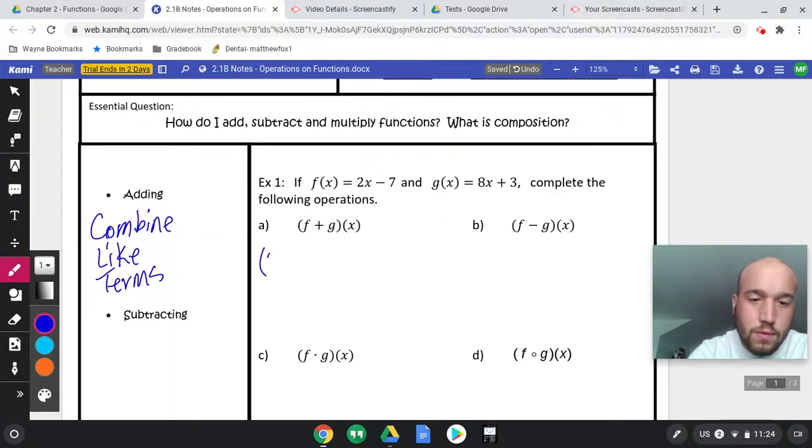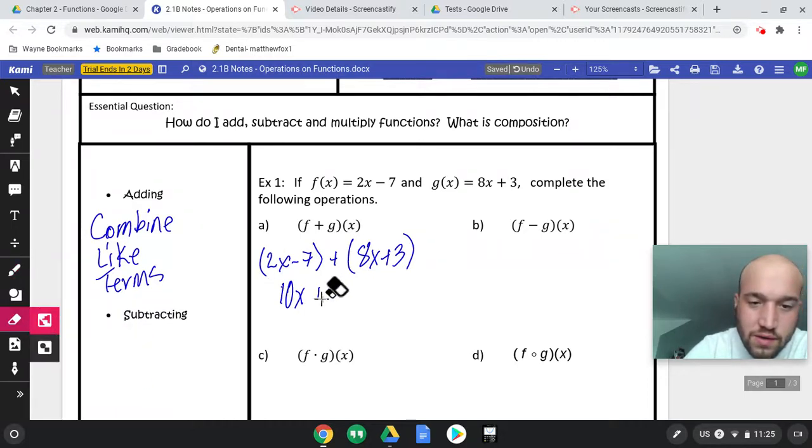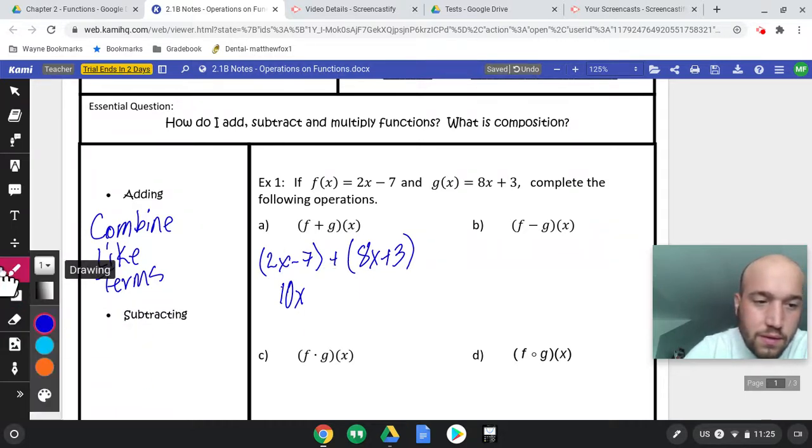So we have our 2x minus 7. Then we're going to add that with whatever g of x is, which in our case here is 8x plus 3. So we can just combine those like terms. The 2 plus the 8 gives us 10x. And the negative 7 plus the 3, oops, let me erase that, will give us a negative 4. And after that, we're done.